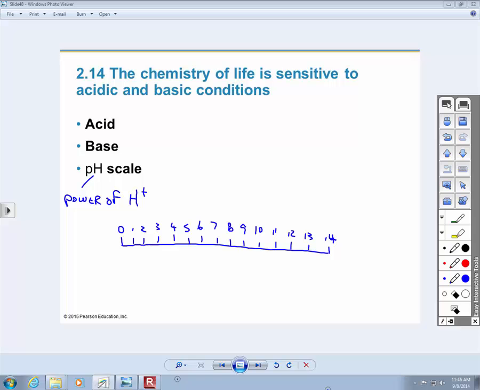Okay, so the pH scale runs all the way from 0 to 14. pH 7 is neutral, meaning the number of hydrogen ions will always equal the number of hydroxide ions. If I combined a hydrogen and an OH, I'd have H2O. What is that? Water's neutral.